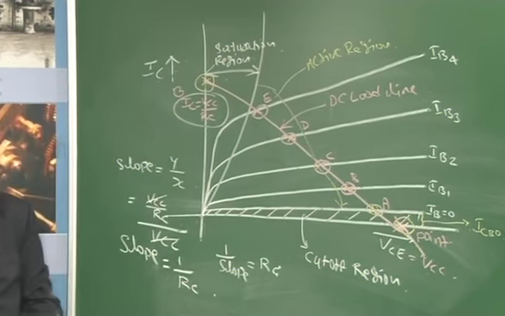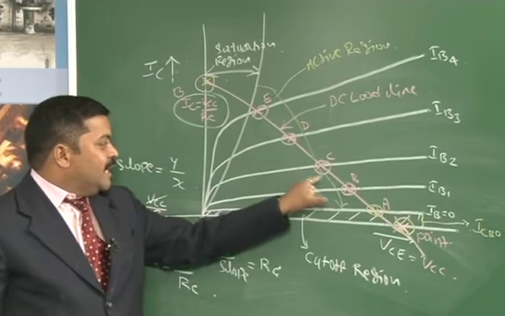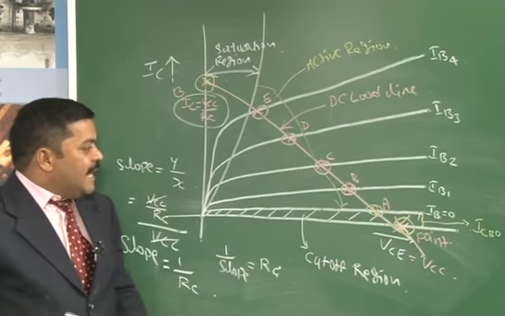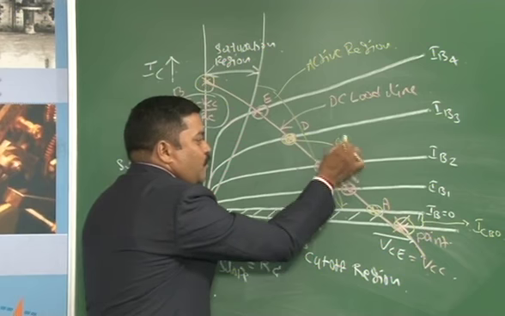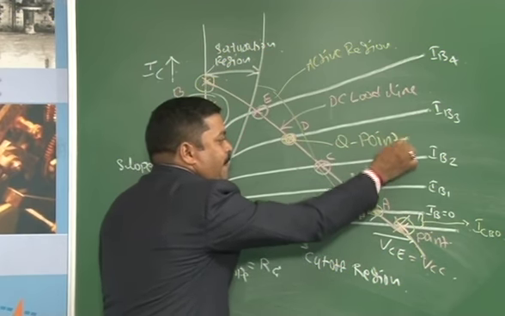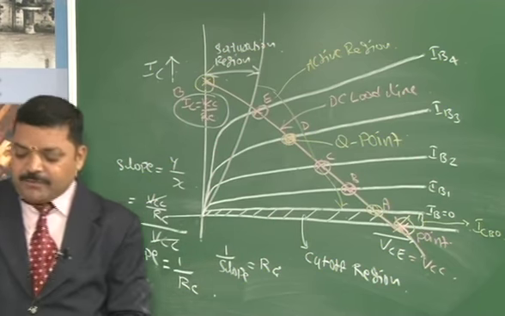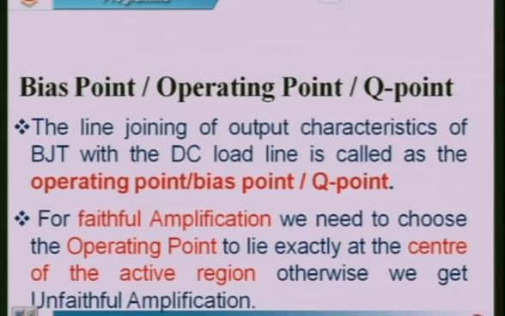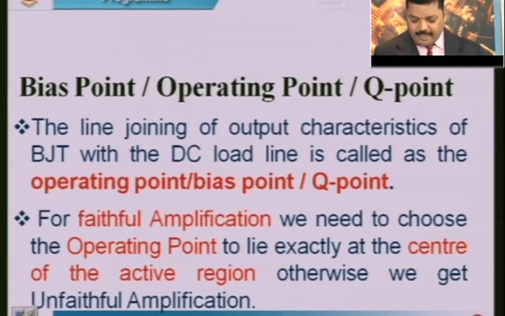For getting faithful amplification, we need to choose the operating point exactly at the center of the active region. When we consider points A, B, C, D, E, approximately point D lies at the center of the active region. Therefore, we can choose this as the Q point or the bias point. So, for getting faithful amplification, we must fix the operating point, or the bias point, or the Q point at the center of the active region. Otherwise, we get unfaithful amplification.